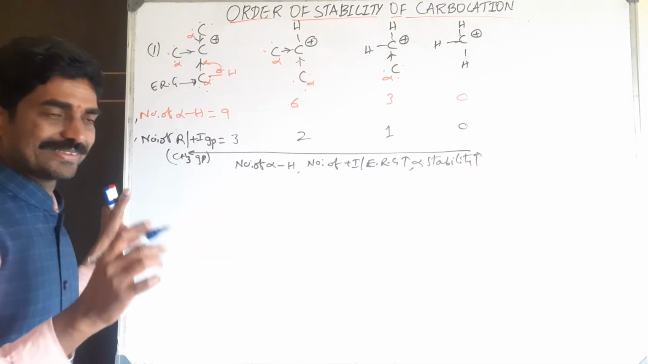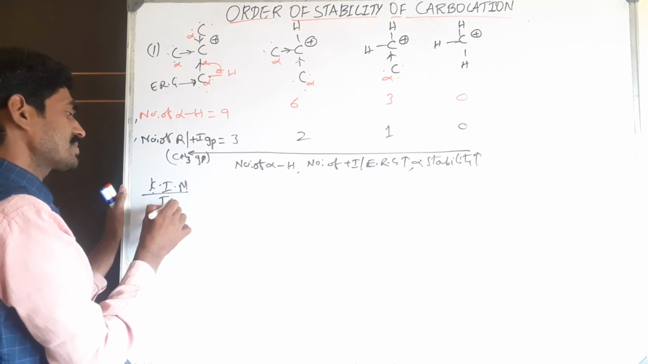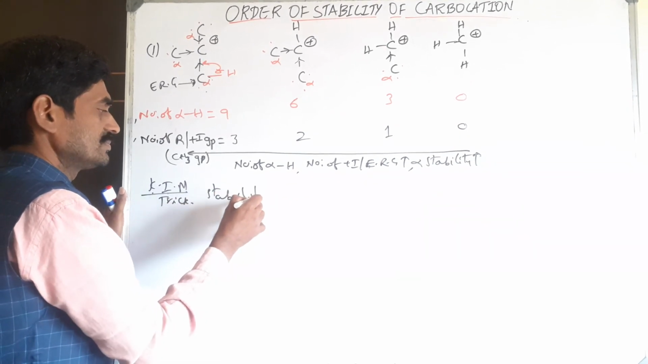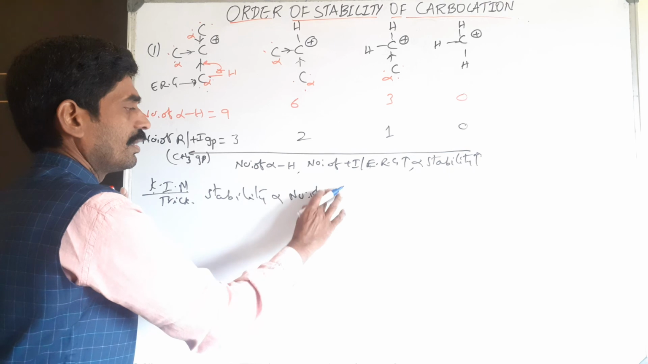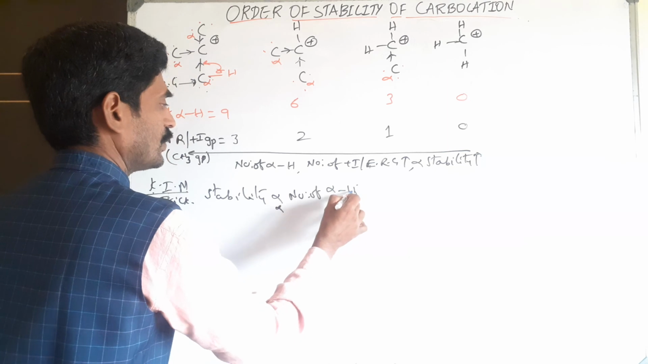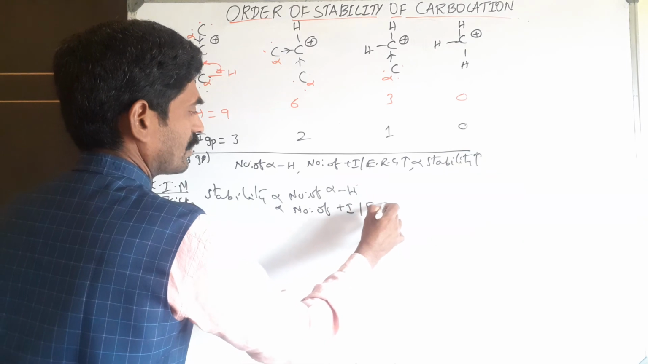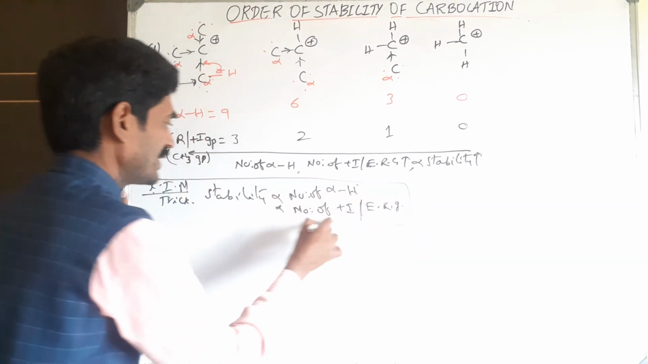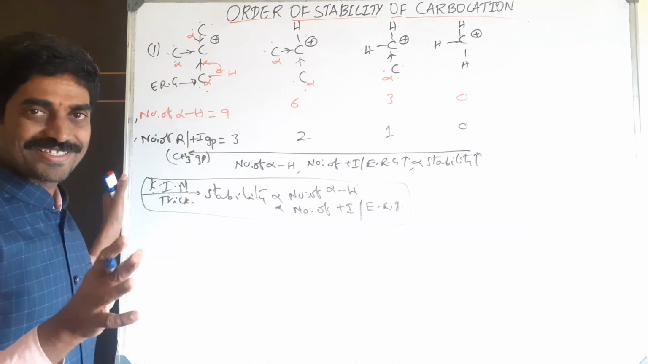I'll give one small trick. You just keep that trick in your mind. The trick is: the stability of carbocation is directly proportional to the number of alpha hydrogen atoms, or is directly proportional to the number of plus I groups, that is, electron releasing groups. Is it clear? Okay. Just keep this trick in your mind. It is very easy to answer this type of questions. Is it clear? Fine.